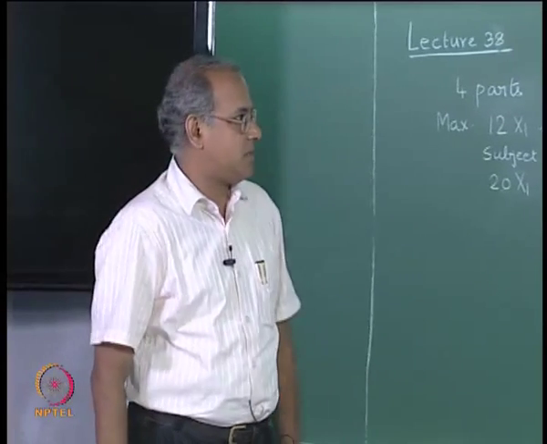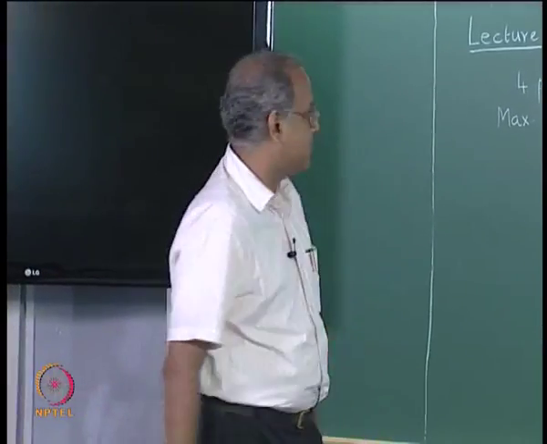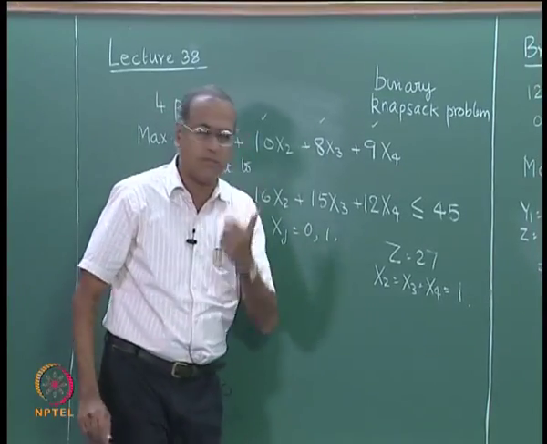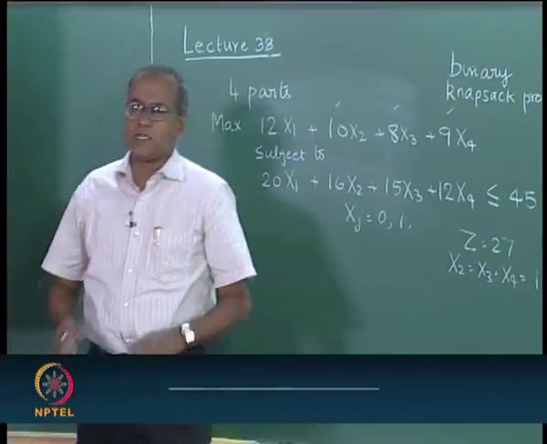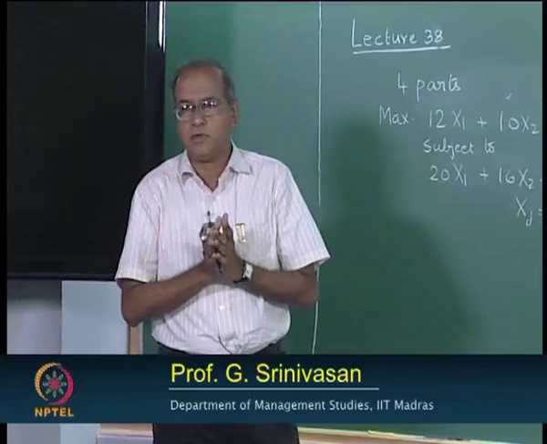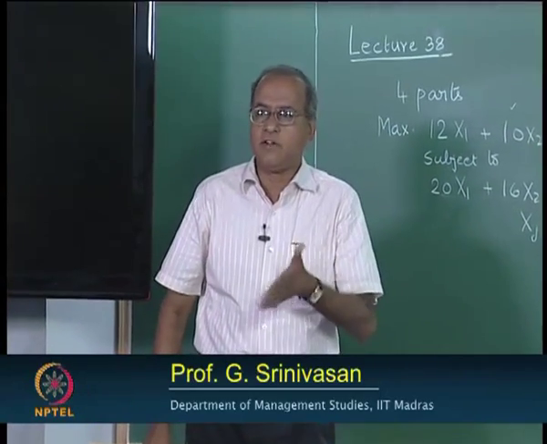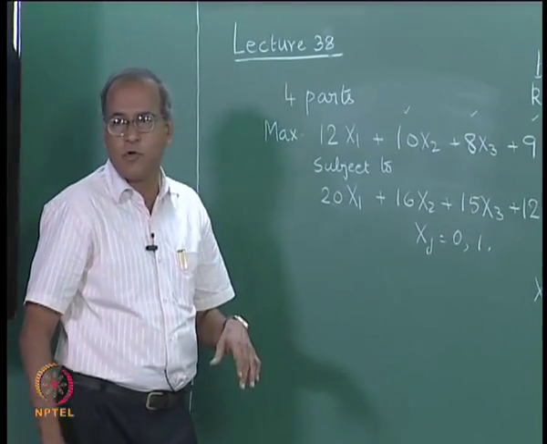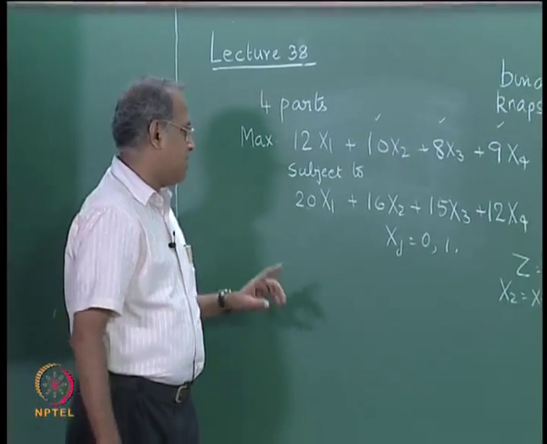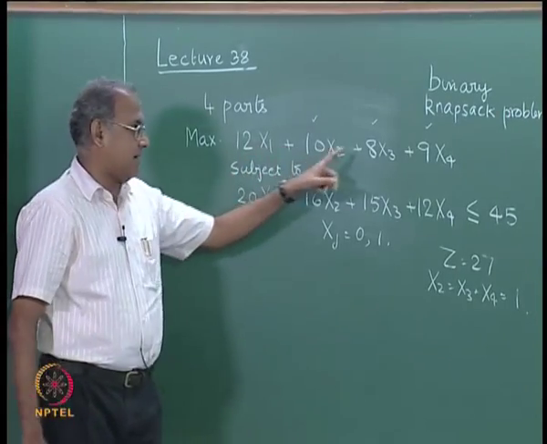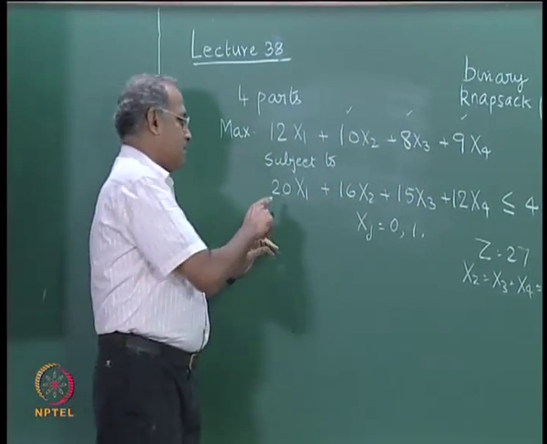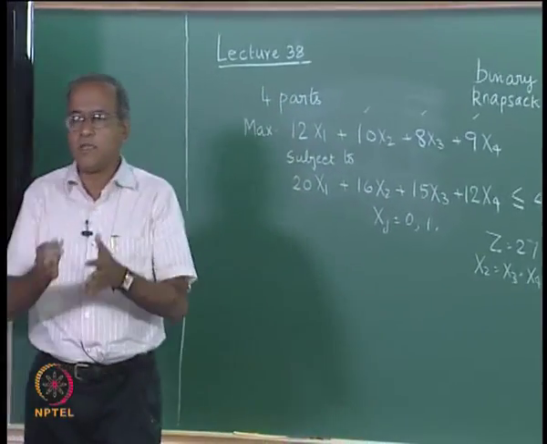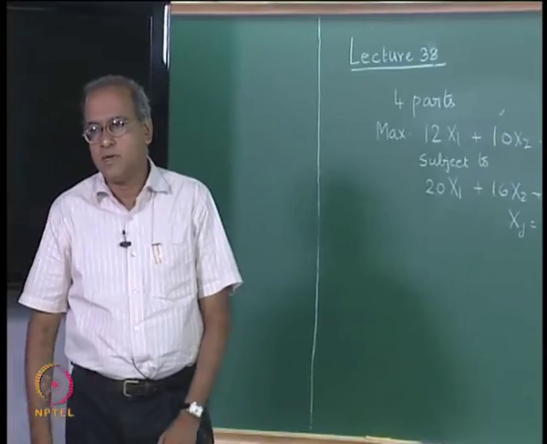In this lecture we continue the branch and bound algorithm. In the previous lecture we were looking at the part selection problem, which is about which parts have to be selected to be manufactured in an FMS. So, we looked at this example where there are 4 candidate parts giving us a profit of 12, 10, 8 and 9 and requiring times 20, 16, 15 and 12, and assuming that 45 units of time is available on the FMS.